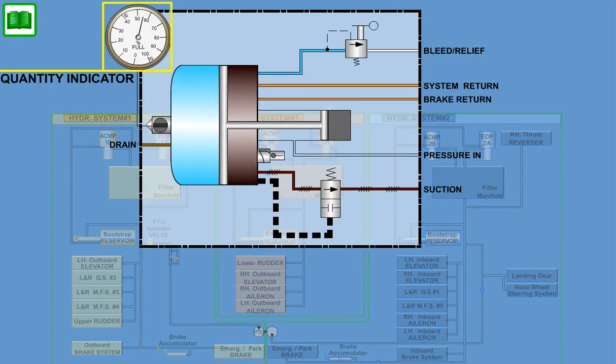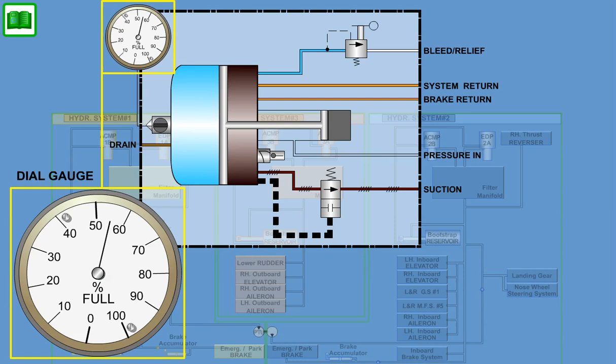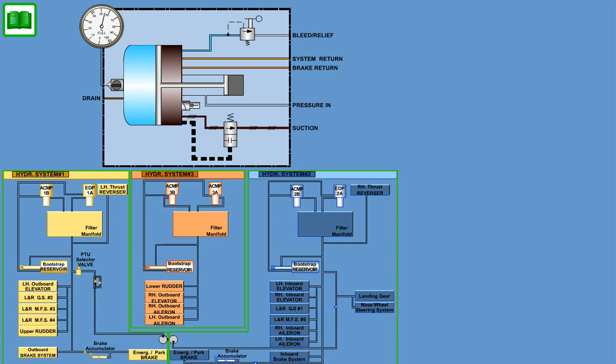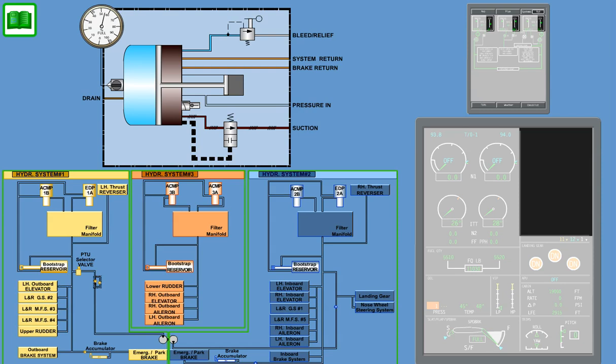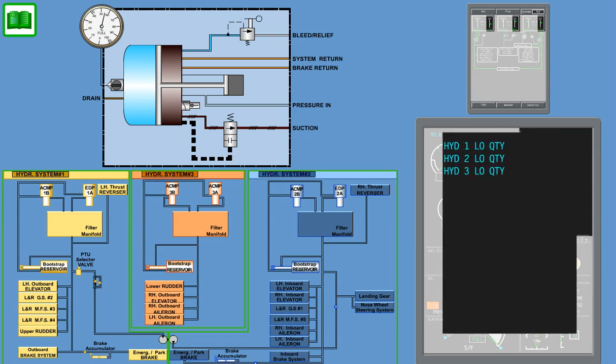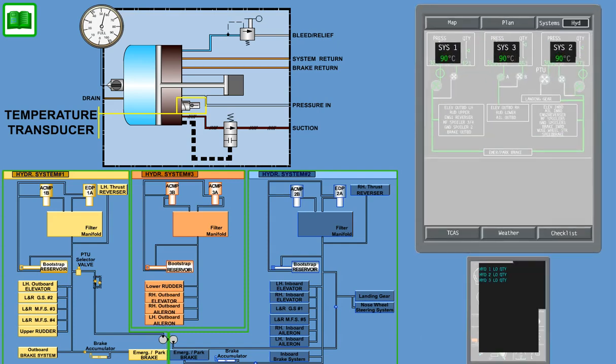The reservoirs contain a quantity indicator, measuring the remaining fluid volume in the reservoir. A dial gauge, visible to ground personnel, indicates fluid quantity in the reservoir. This information is also displayed in the cockpit on the MFD Hydraulic System Synoptic page. In the event of low fluid quantity, a message will be displayed on the ICUS for the respective system. A temperature transducer monitors hydraulic fluid temperature in the reservoir and displays the information on the hydraulic system Synoptic page.